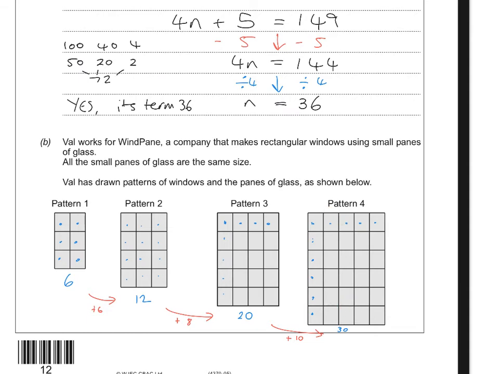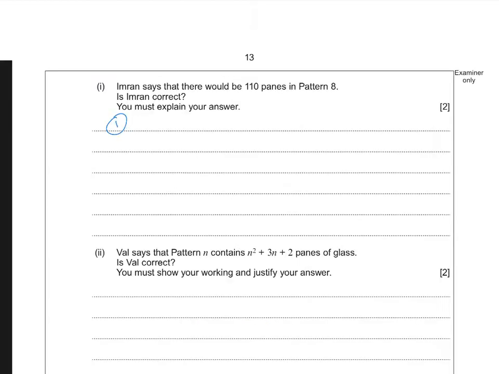Okay, so I'm going to write these numbers on the next part of the question. In number 1 we had 6, in number 2 we had 12, in number 3 we had 20, and in number 4 we had 30. When I was having a look at that, I said, well, I've added 6, then I've added 8, and then I've added 10. Okay?